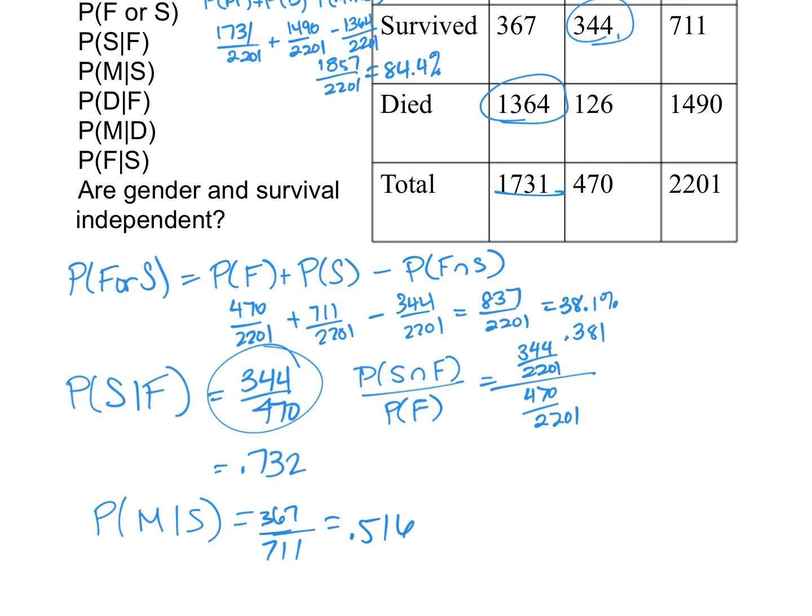What's the next one? Probability that you died, given you were a female. Well, isn't that just going to be the 126 over the 470, which is just the complement of this, right? Survived given female or died given female. Those are the only two options. Those need to add to 1, right? If you're a female, you either died or you survived. So that's 0.268.